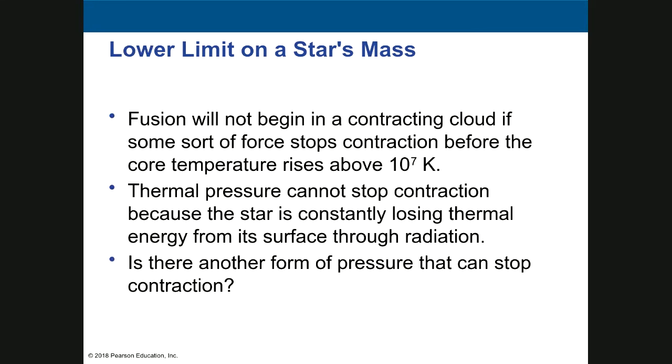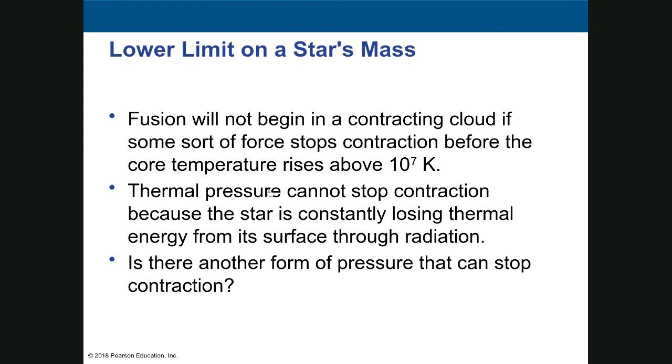All right, so that's our upper limit, and we sort of alluded to brown dwarfs when talking about this lower limit on a star's mass. If we look here, if we don't get to that 10 to the 7th Kelvin, fusion will not begin in a contracting cloud. Basically, if something can stop the temperature from rising above 10 to the 7th Kelvin, fusion won't begin.